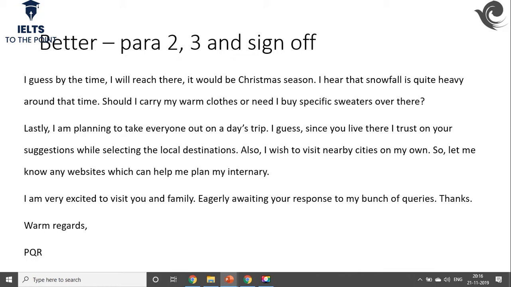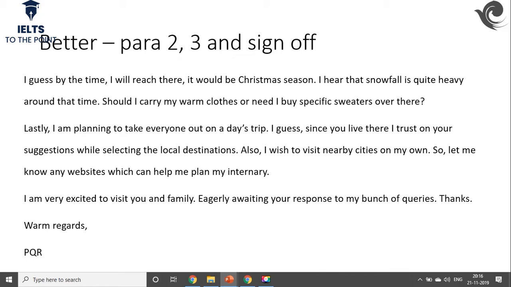Should I carry my warm clothes, or need I buy specific sweaters over there? See, all these sentences are in a way related to weather or the time when you will be there. At least if you want to ask about warm clothes, you can say something like this. Now, why would you need specific sweaters? Because it's snowing over there, or the snowfall is quite heavy. And probably if you're going from India or any other country, most of the countries don't have that kind of weather, so you would need probably a specific sweater, and that you are confirming with your friend.